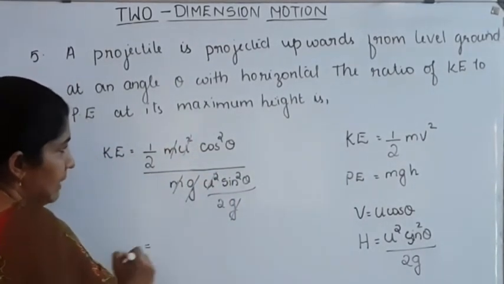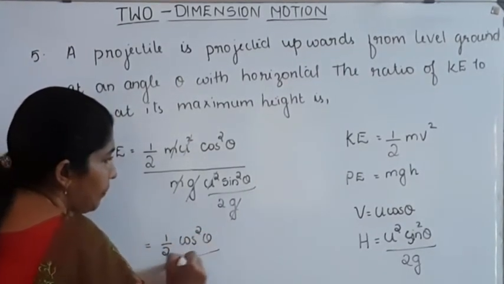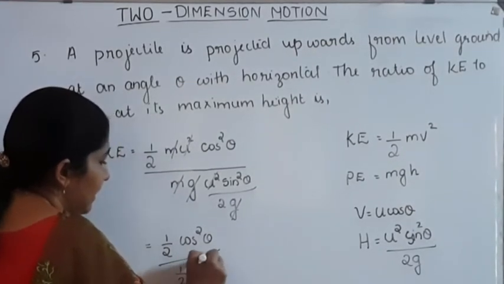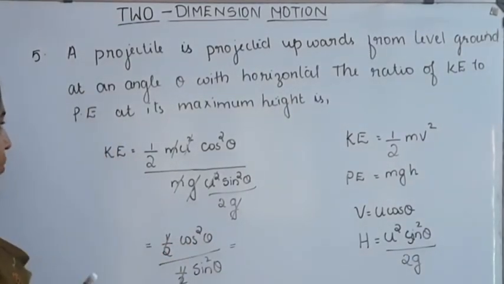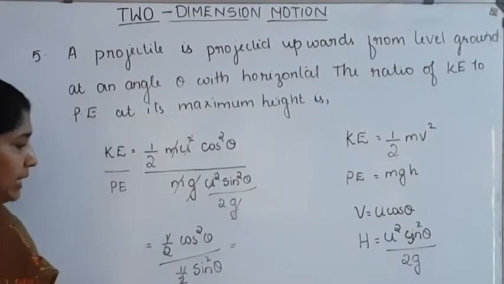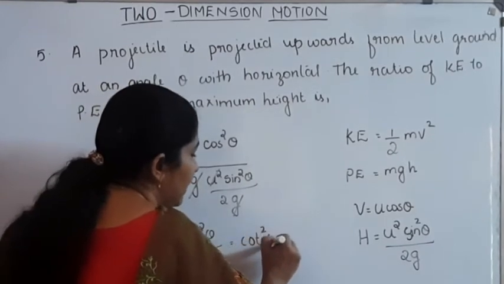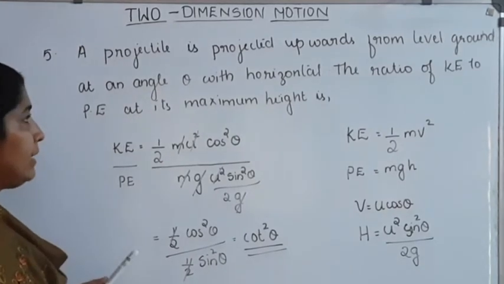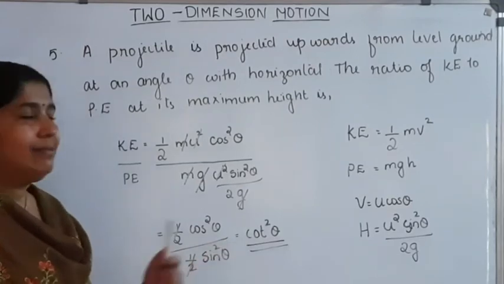Then the final result is half cos square theta divided by half sin square theta. Half gets cancelled. Then cos square theta by sin square theta is equal to cot square theta. Cot square theta is the answer. The ratio of kinetic energy to potential energy at its maximum height is cot square theta.